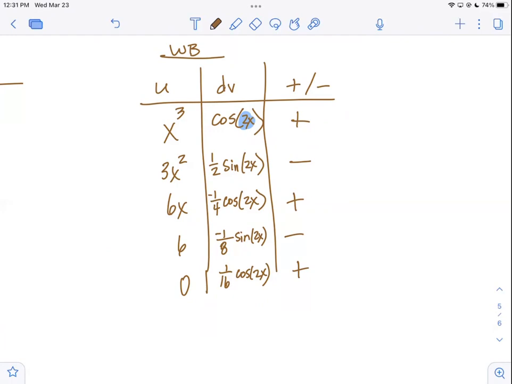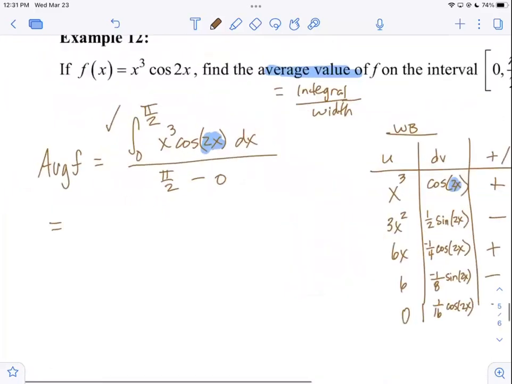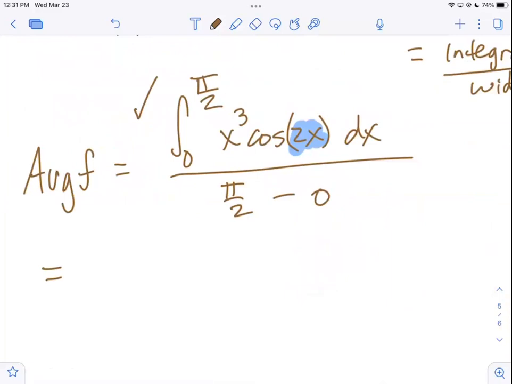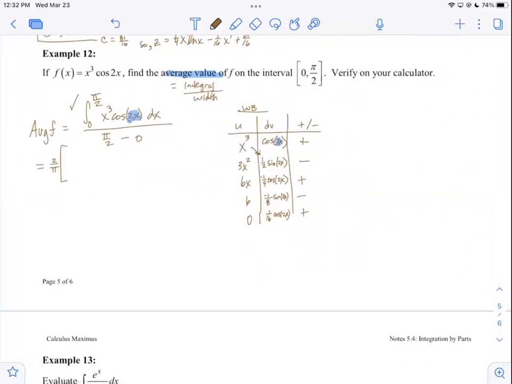Plus minus, plus minus, plus minus, right? Okay. Let's go ahead and list it out now. I'm going to come over here and I'm going to say the average value, dividing by pi over 2, is the same as multiplying by 2 over pi. And now I'm going to put a beefy bracket. All right, so here we go. Here's the first diagonal.